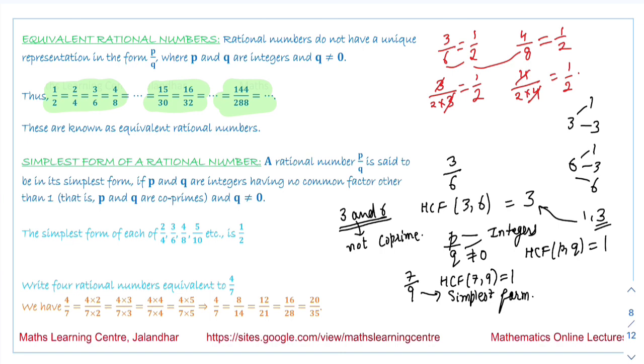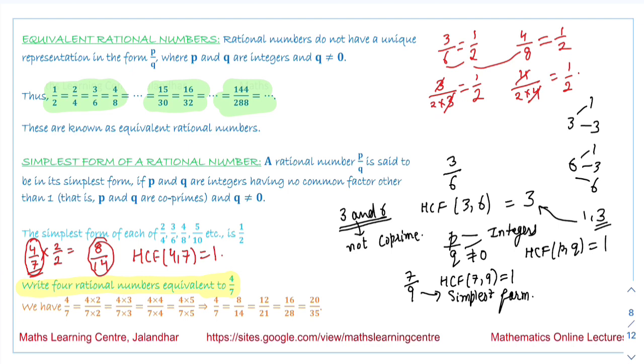Now the question we have over here is, write 4 rational numbers equivalent to 4 by 7. So what we have to do is, I'm just talking about the procedure. 4 by 7 is the number given to me. So what we do is, we multiply it with 2 and we divide it with 2. So what we get is 8 by 14. So 8 by 14 and 4 by 7, these are the equivalent numbers. And this is the simplest form because HCF of 4 and 7 is 1.